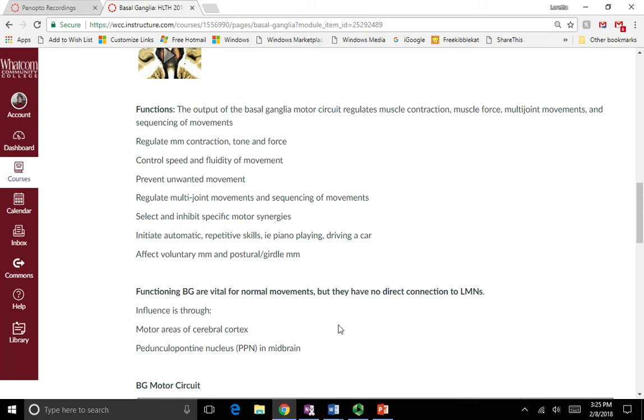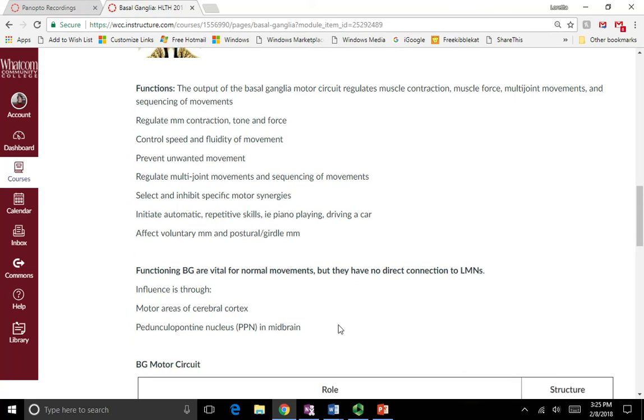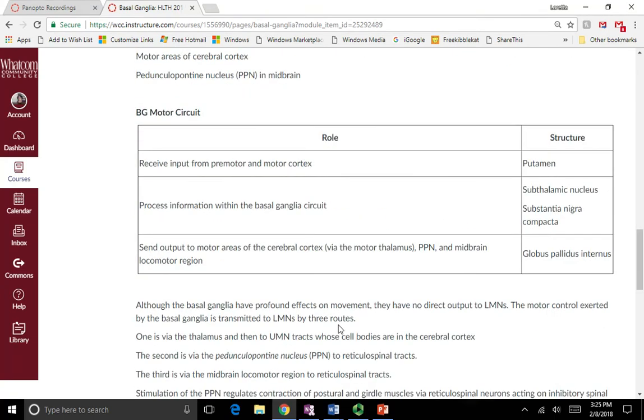The basal ganglia also affect voluntary muscles and those involuntary postural and girdle muscles. So, like I said before, functioning basal ganglia are vital for normal movements, but they don't have a direct connection to the lower motor neurons. Their influence is through the motor areas of the cerebral cortex and the pedunculopontine nucleus, or the PPN, in the midbrain. This is the same thing as that table 11.1, saying what the function is. I don't want you to memorize this. It's just there for information.